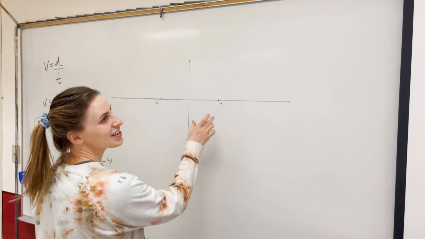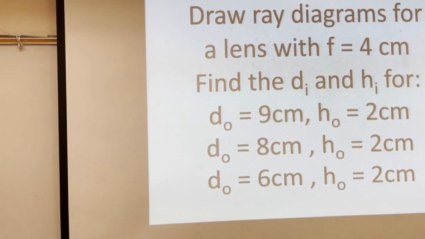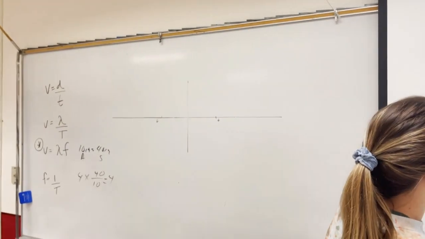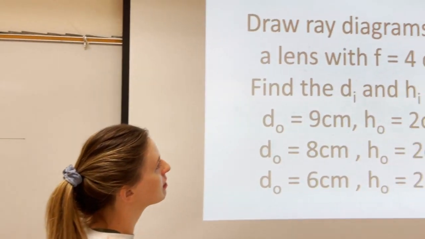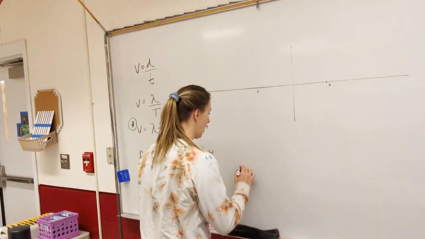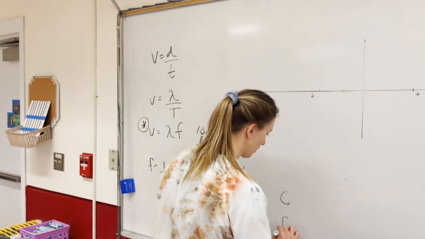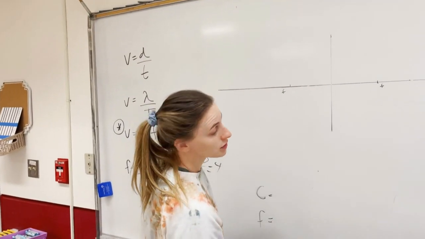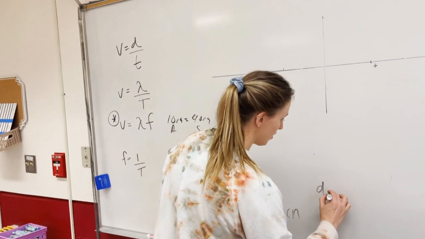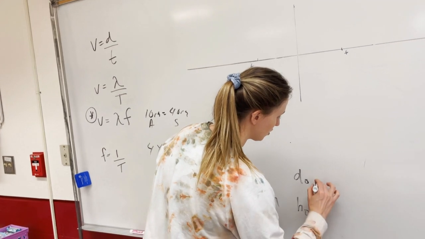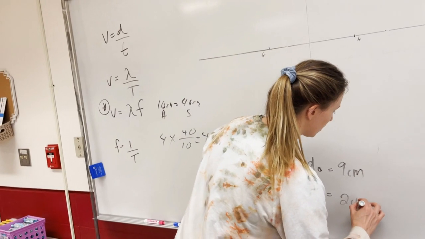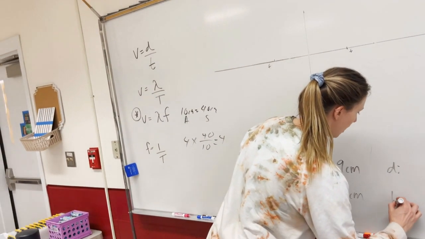Okay, so now this represents 4 centimeters for me, 4 centimeters on that side. You guys should have the same thing. Do it. So draw a diagram, focal length of that. Find the distance of the image and the height of the image for these things. The distance of the object and the height of the object are going to be 9 centimeters and 2 centimeters. And we're trying to find the distance of the image and the height of the image, yes?